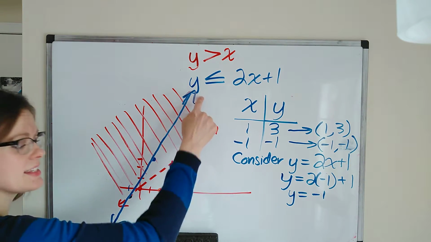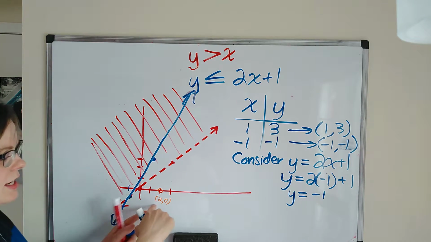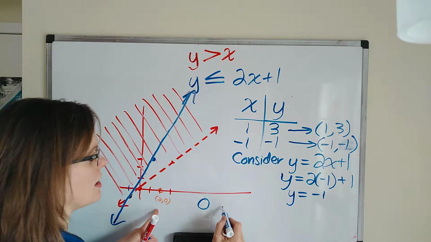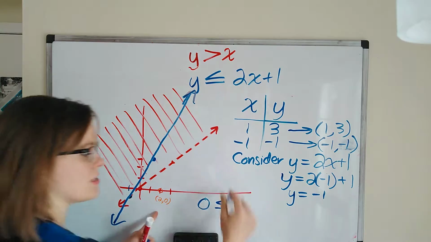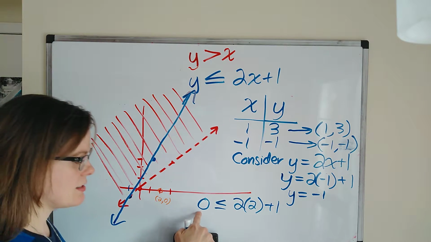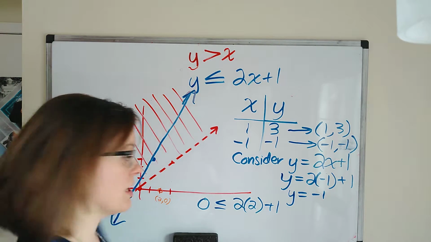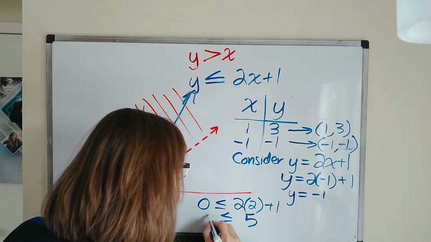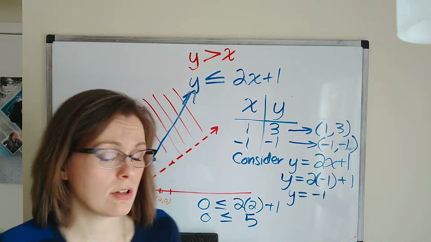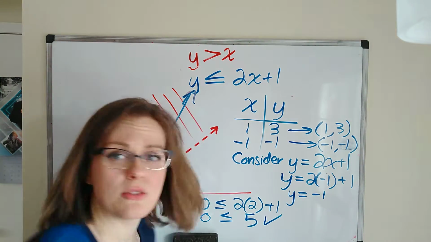So my test point, this time I plug that test point into my second inequality. So I would say, okay, 2, 0, that would mean that I plug in 0 where y used to be, and I plug in 2 where x used to be. So now I have the statement 0 is less than or equal to 2 times 2 plus 1. Well, 2 times 2 is 4, plus 1, that's 5. And I have this statement 0 is less than or equal to 5. Is that true? Yeah, 0 is less than 5, so I call that a true statement.